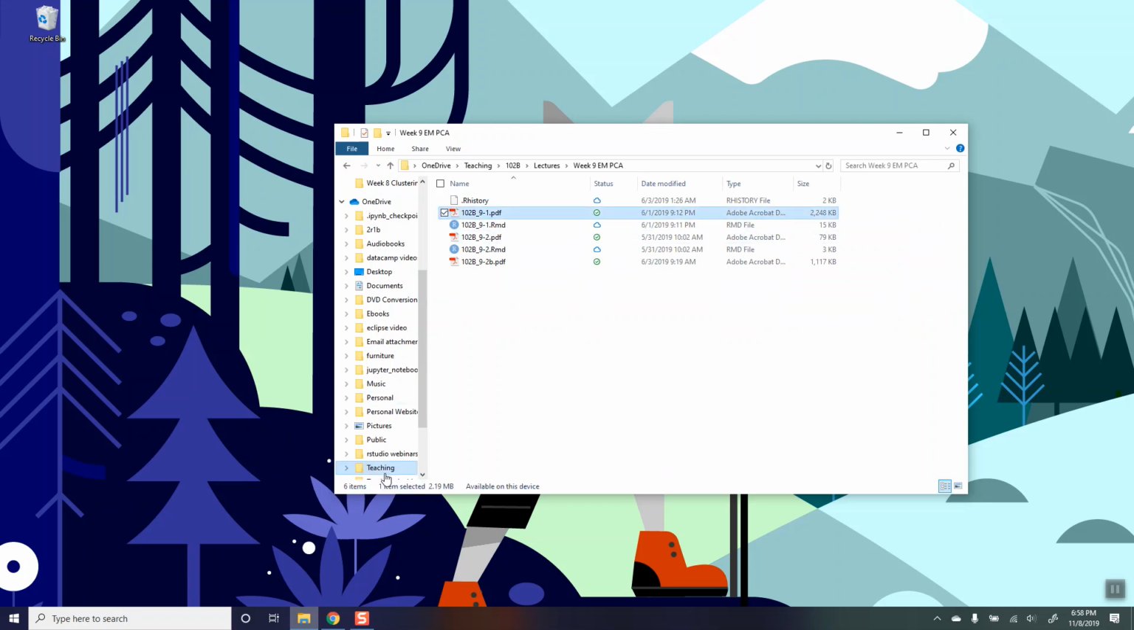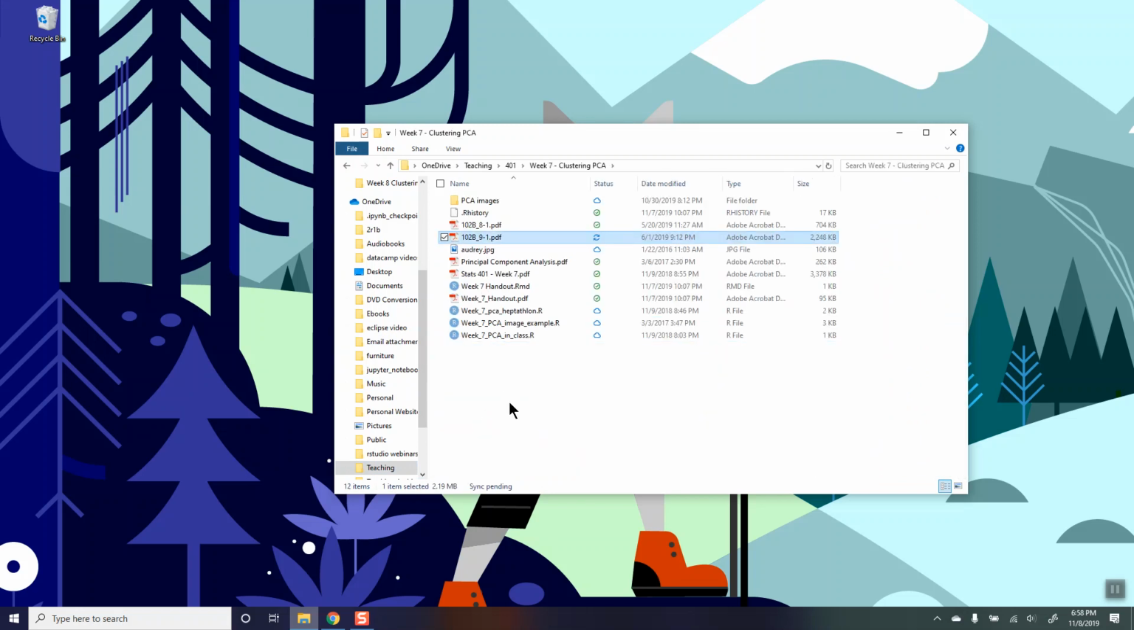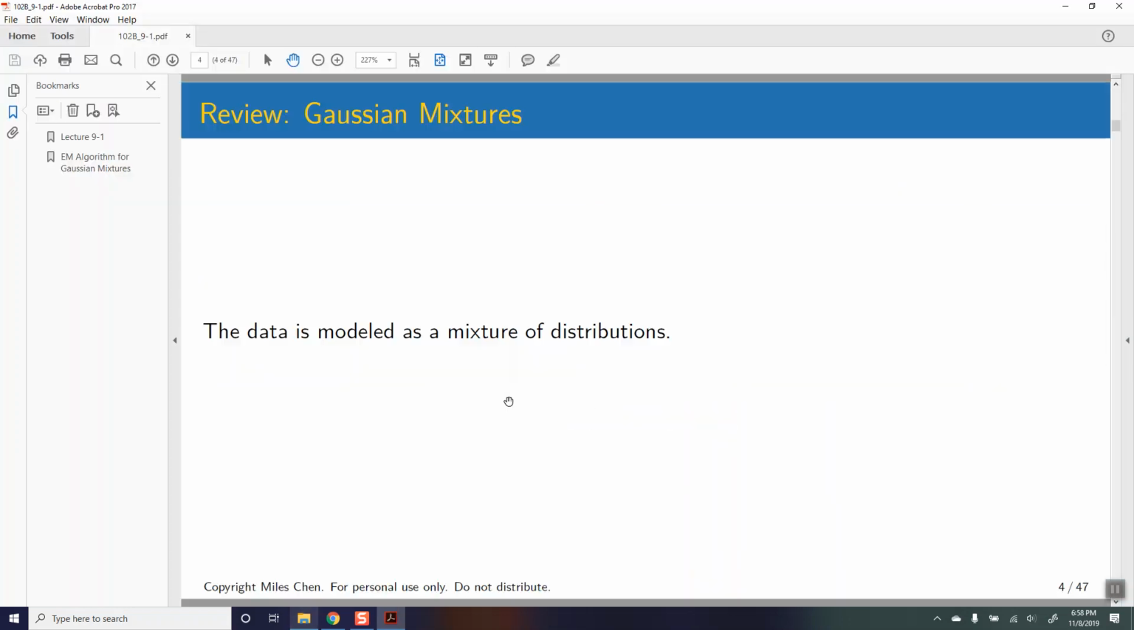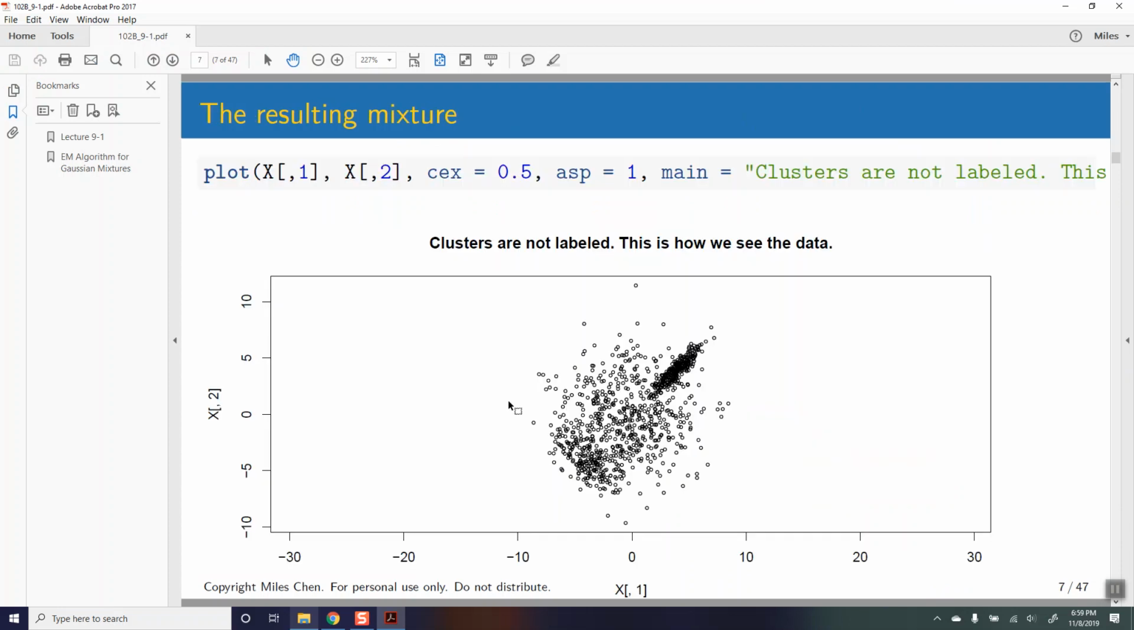Okay, so EM algorithm. All right, so we'll do clustering, EM, and PCA. Oh, I hope we have enough time for PCA still. Okay, I'm going to start off by just talking about Gaussian mixtures.